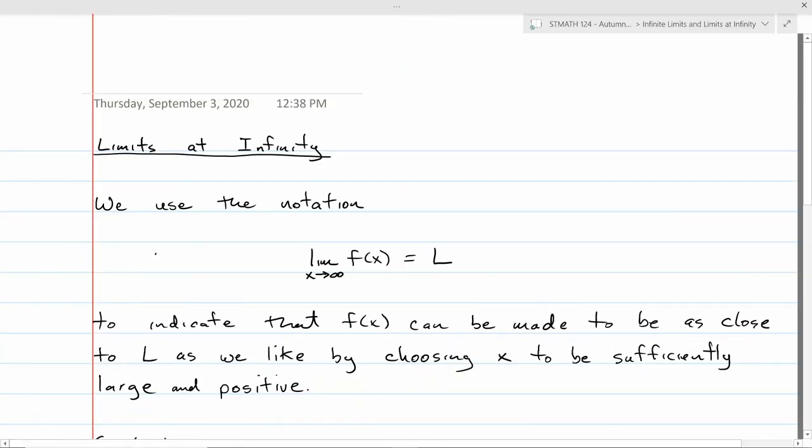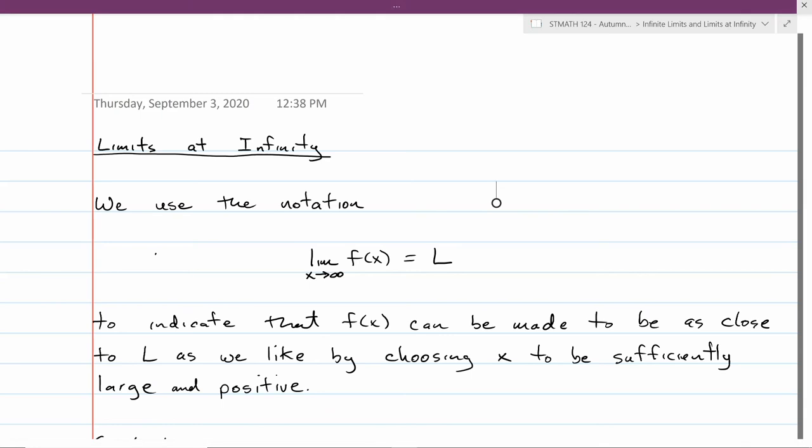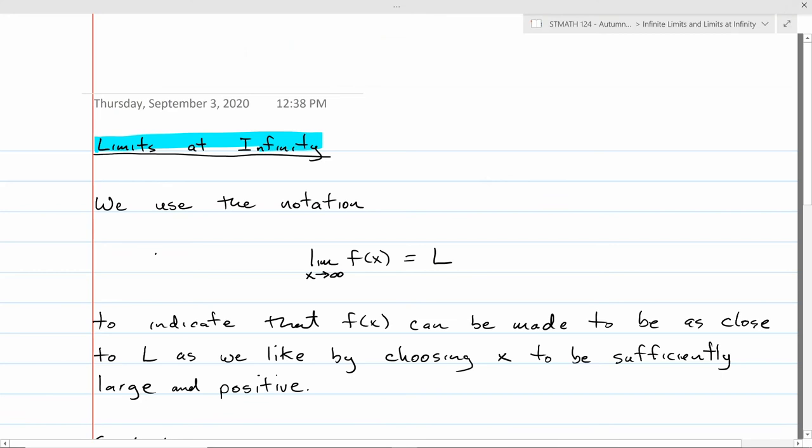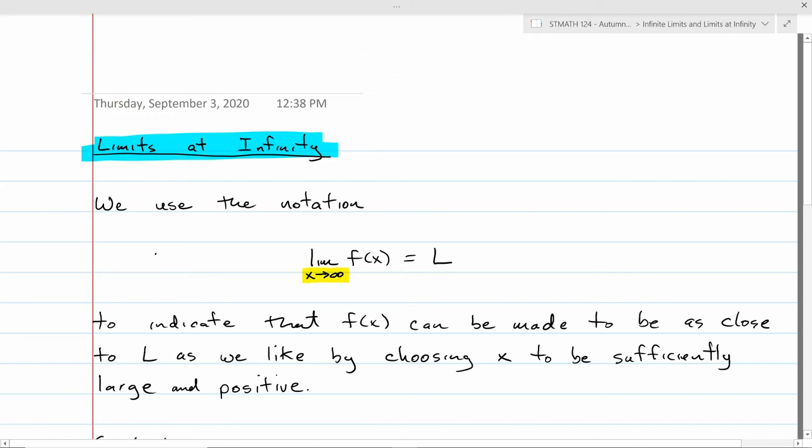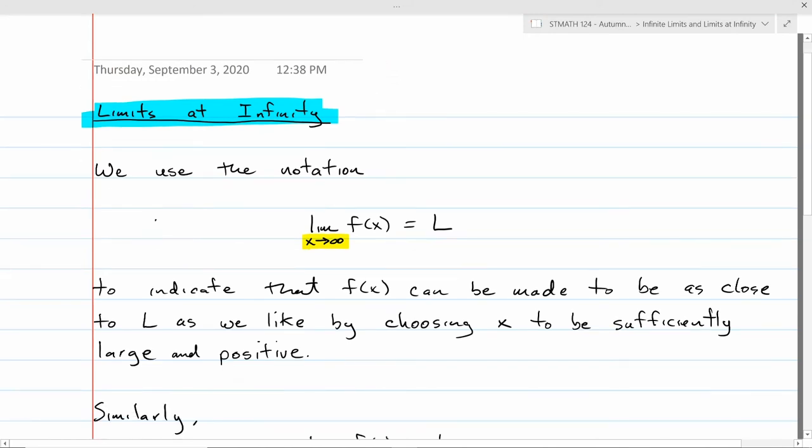So our next topic, instead of talking about limits that are infinite, we're going to be looking at limits at infinity. So the difference here is that instead of thinking about x going to some fixed value and then the function blowing up to infinity, we're letting the variable x go to infinity. And we're seeing what effect that has on the function values.